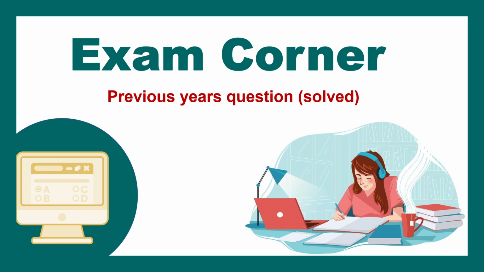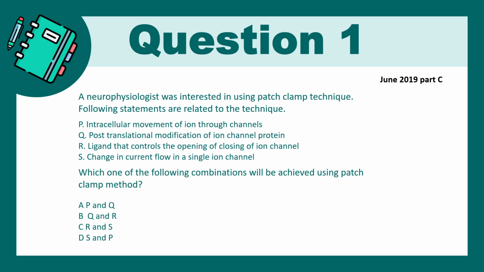Let's look at some previous year questions. A neurophysiologist was interested in using patch clamp technique. The following statements are related to the technique: intracellular movement of ion through channels, post-translational modification of ion channel proteins, ligand that controls the opening and closing of the ion channel, change in current flow in a single ion channel. Which of the following combinations will be achieved using patch clamp method?